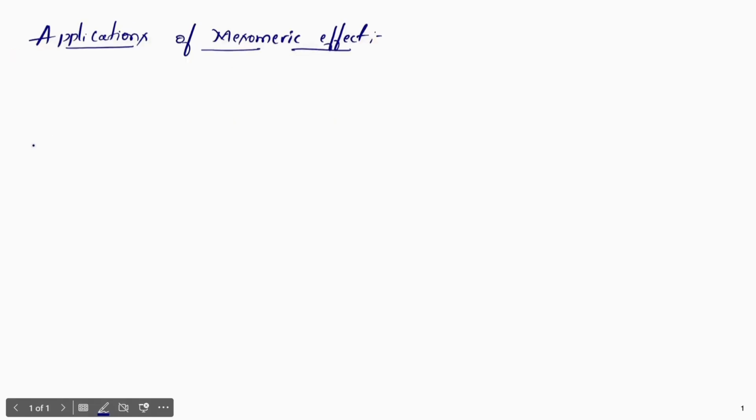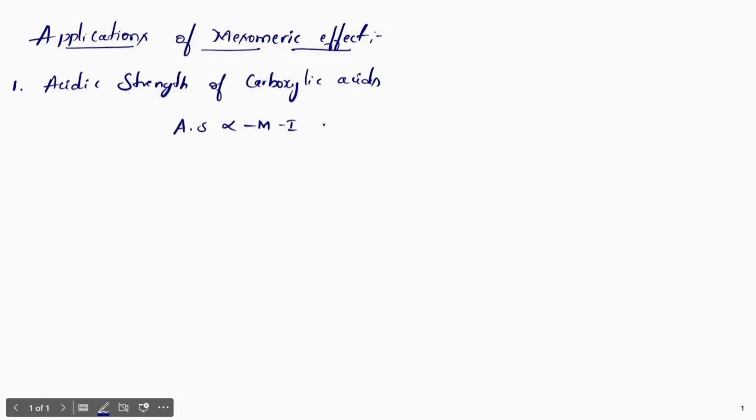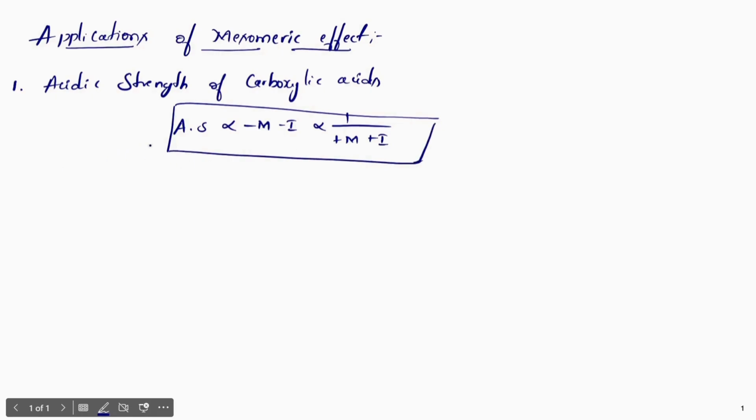Let us move on to applications of mesomeric effect. In that, the first application is to compare the acidic strength of carboxylic acids. Acidic strength is directly proportional to minus M effect and minus I effect, and inversely proportional to plus M effect and plus I effect. Based on this, we will answer a few questions.